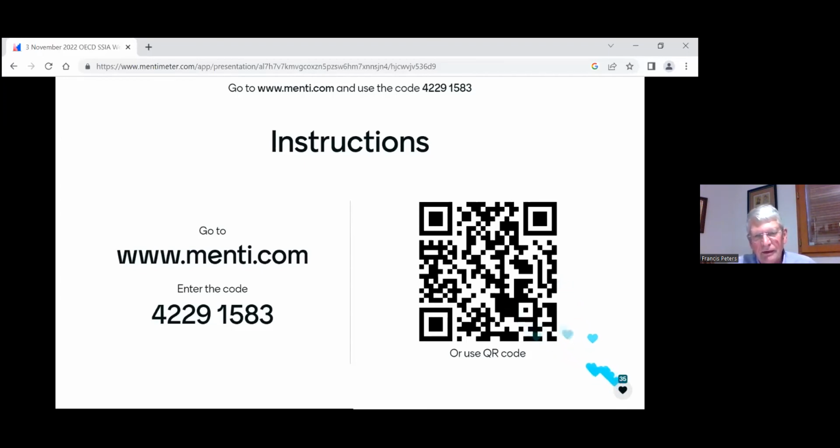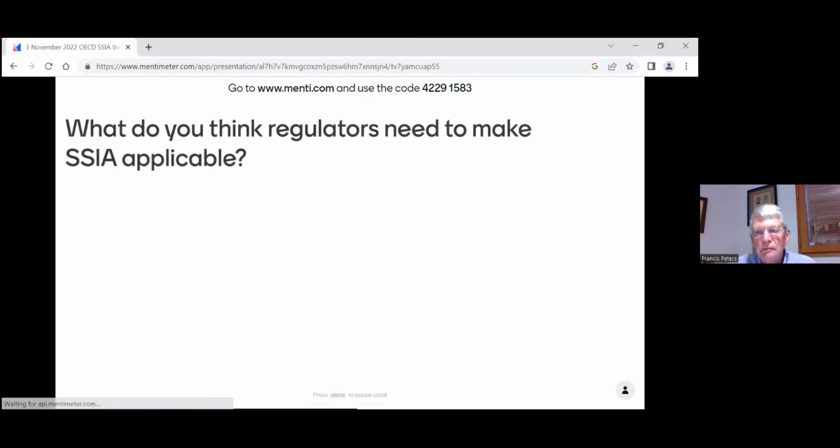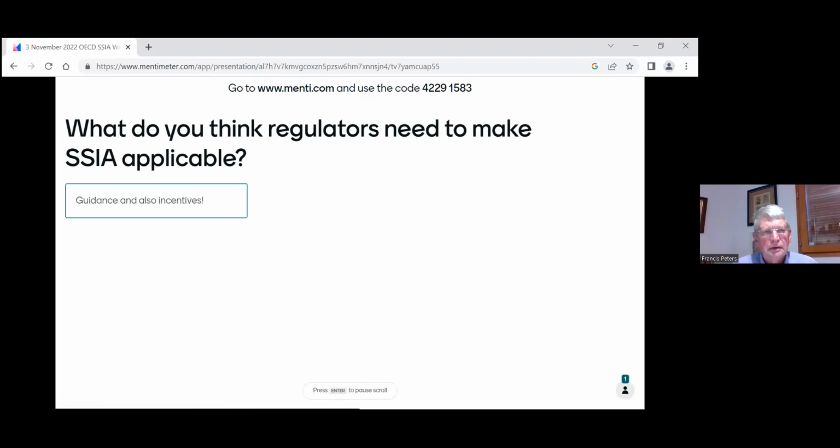So I see that many people are willing to answer the question from this Mentimeter. So I propose now to go to the first question. So the question is, what do you think regulators need to make CA applicable? So this is a point of view of the need for the regulator. So I let you work on that. It's not an easy question. I hope that you will give some indication on this topic.